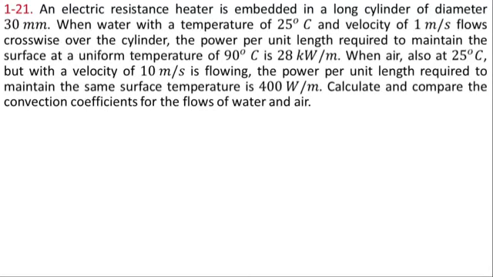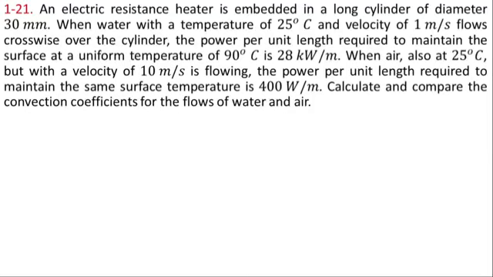Now we are going to do another problem, which is problem 1-21 of Incropera and DeWitt. An electric resistance heater is embedded in a long cylinder of diameter 30 millimeter. When water with a temperature of 25 degrees centigrade and a velocity of 1 meter per second flows cross over the cylinder, the power per unit length required to maintain the surface at a uniform temperature of 90 degrees centigrade is 20 kilowatt per meter.